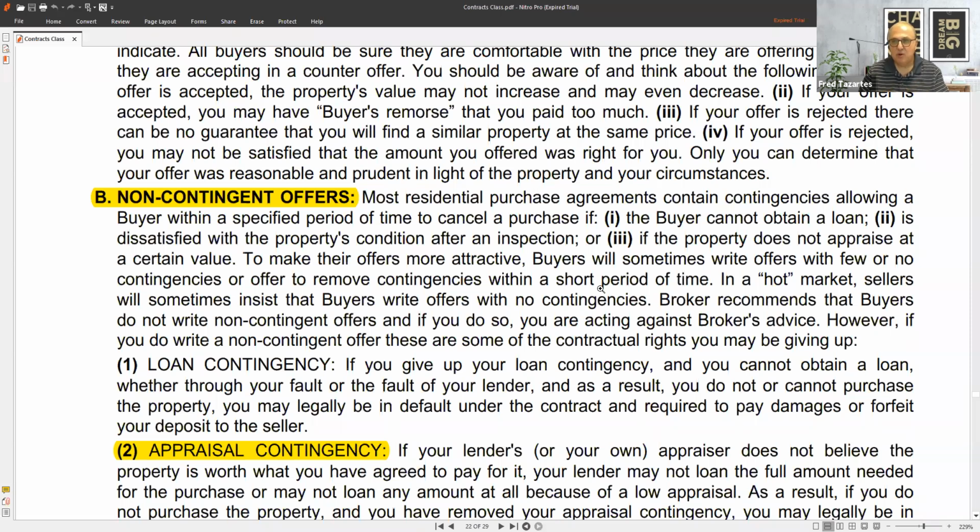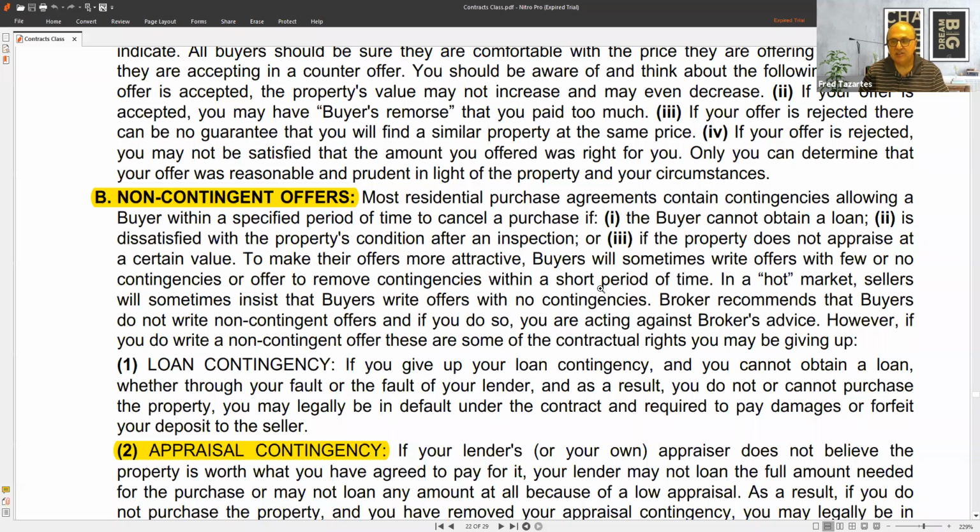Okay? If they remove their appraisal contingency and it doesn't appraise, are they willing to come up with the difference? Because you can't cancel now, since you removed your appraisal contingency. If you can't get the loan because all of a sudden your income is diminished due to COVID or something like that, again, you removed your contingencies.